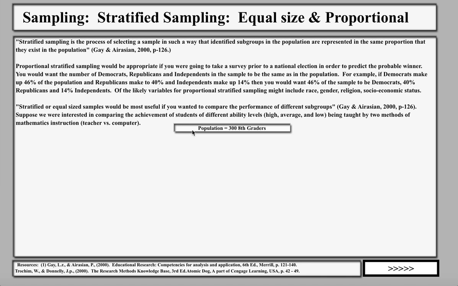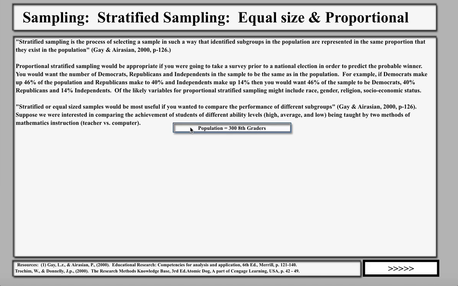And then stratified sampling, or equal size sample, would be most useful if you wanted to compare the performance of different subgroups. As in here, I'm going to give an example. Suppose we were interested in comparing the achievement of students of different ability levels. So we have high, average, and low ability. And they're being taught by two methods of mathematics instruction, teacher versus computer assisted.